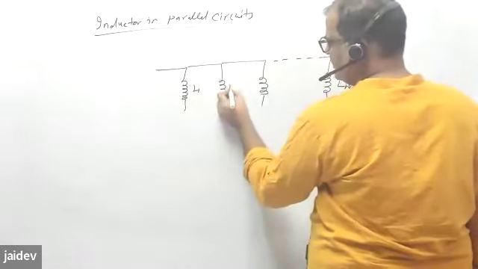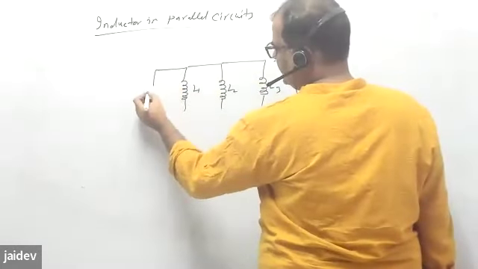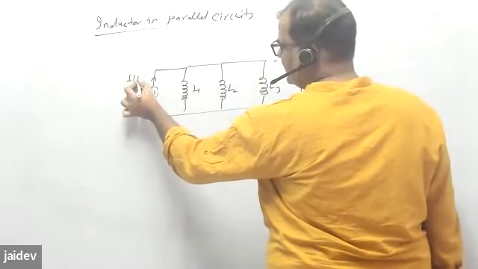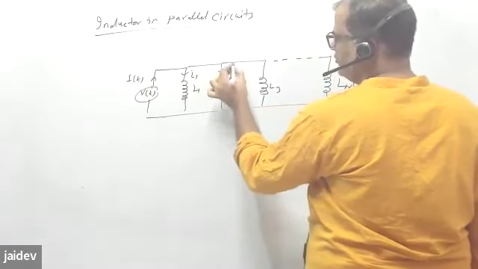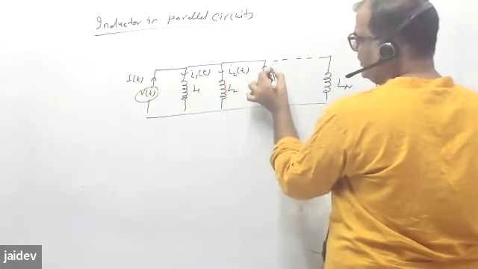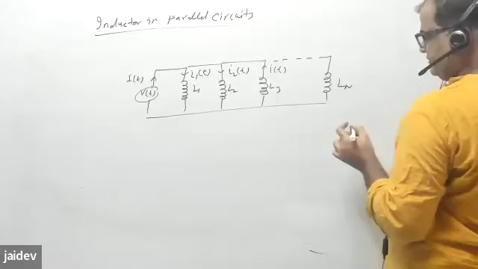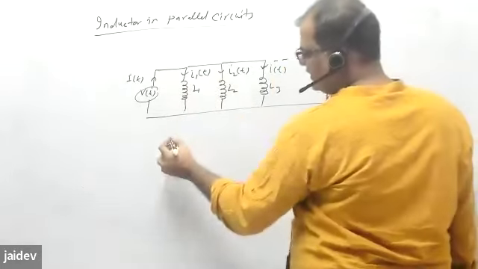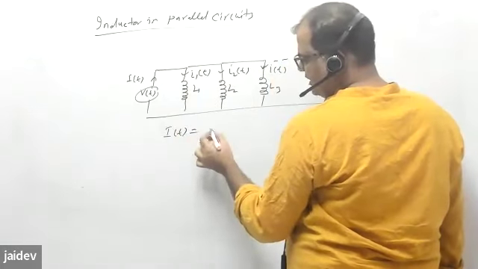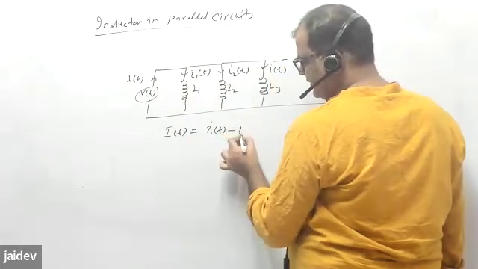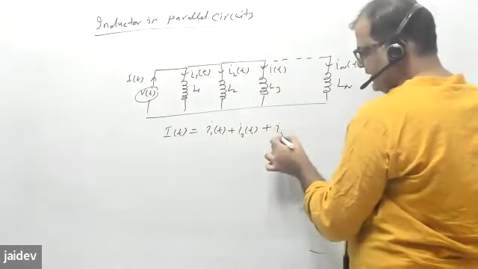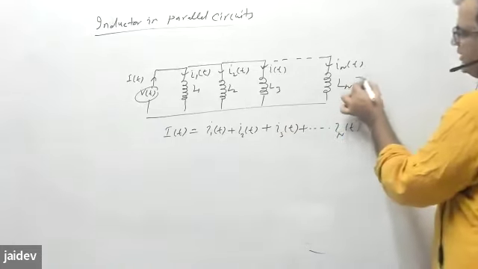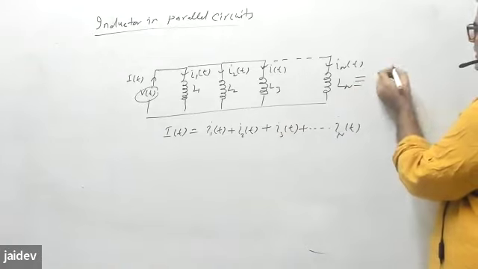So this is your L1, L2, L3, up to LN, and here we are applying some time dependent voltage, which is giving a time dependent current. Here current is I1, here current is I2. Of course, these are time dependent, otherwise this becomes a short circuit. And here IN(t). Again you can apply KCL. So I(t) will be I1(t) plus I2(t) plus I3(t) plus IN(t).